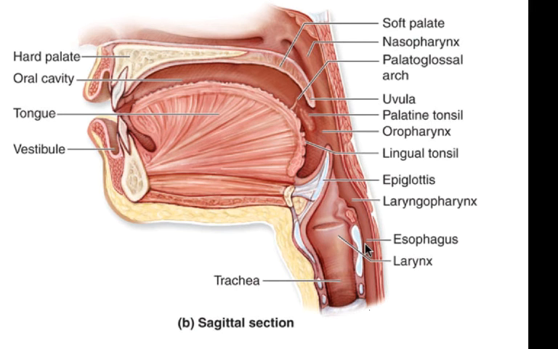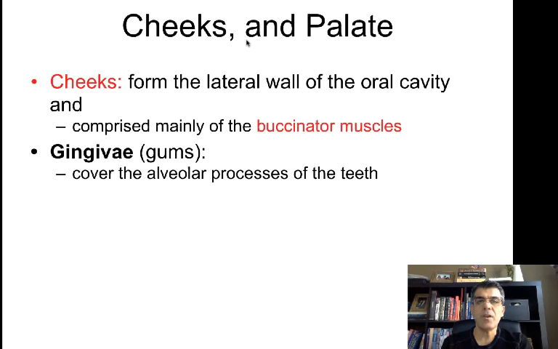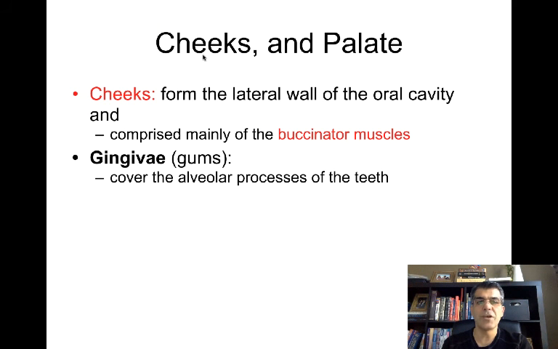The last thing I have to add for this picture is the word vestibule. As you can see in this picture, the vestibule is a space between your gum and your lips. We said your oral cavity is composed of cheeks and palate. Your cheek is the lateral wall of your oral cavity and has a big muscle called the buccinator muscle. Gingiva, or gum, covers the alveolar process where the teeth sit. The teeth are inside pockets called alveolar processes, and gingiva covers those alveolar processes.